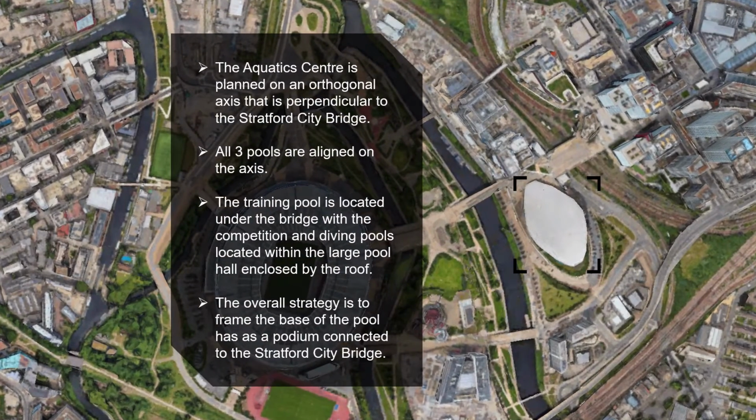Coming to the site location and the site plan. So as you can see in the closer look of the map, the aquatic center is planned on an orthogonal axis that is perpendicular to the Stratford City Bridge. All three pools are aligned on this axis. The training pool is located under the bridge, with the competition and the diving pools located within the large pool halls enclosed by the roof. The overall strategy was to frame the base of the pool as a podium connected to the Stratford City Bridge.